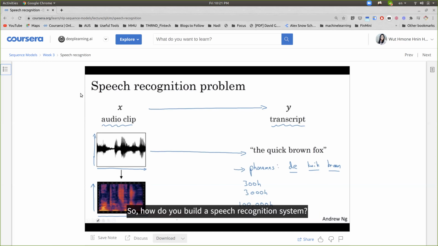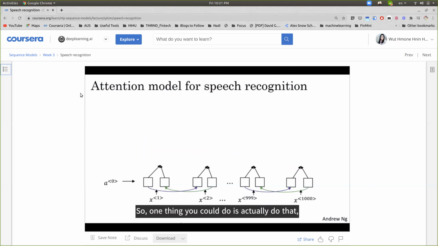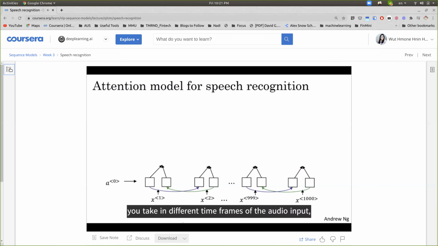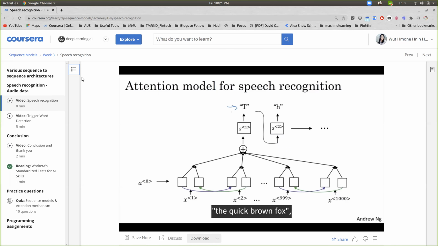So how do you build a speech recognition system? In the last video, we talked about the attention model. So one thing you could do is actually do that, where on the horizontal axis, you take in different time frames of the audio input, and then you have an attention model trying to output the transcript, like the quick brown fox, or what it was said.